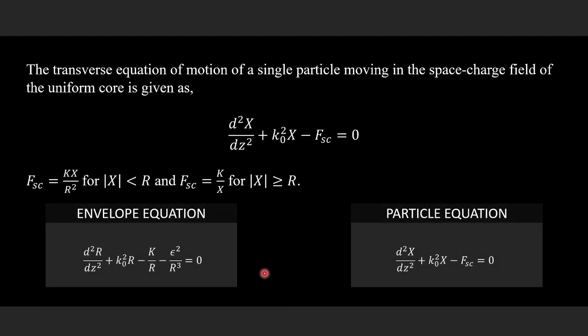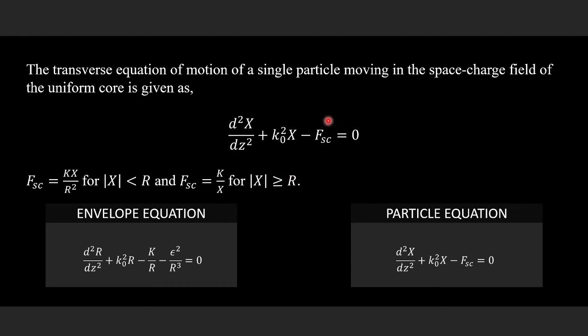All right. So we looked at the envelope equation, and now look at the particle equation. For simplicity, we are considering only the x direction. For the y direction, a similar approach follows. So we have the second derivative of x with respect to z plus k naught square, the same k naught that we had for the envelope oscillations, times x, minus fsc. This term is the space charge force term, and it is equal to 0.